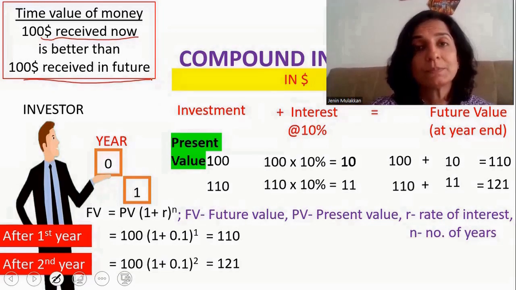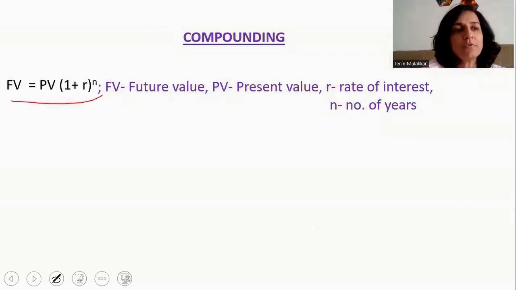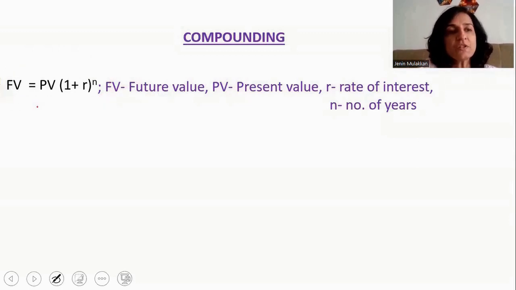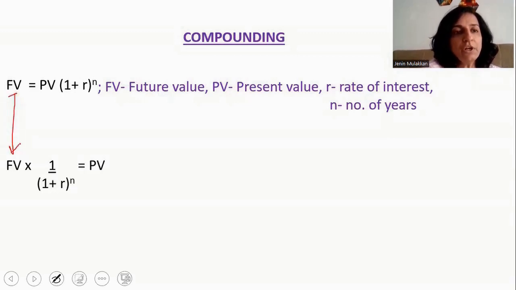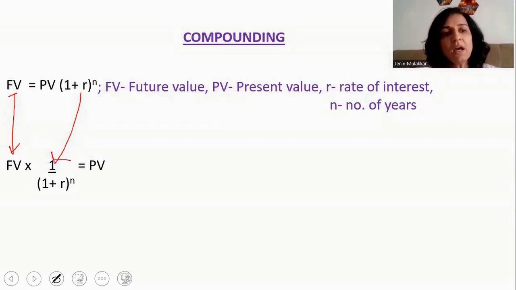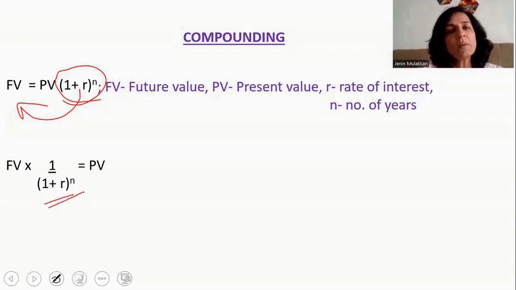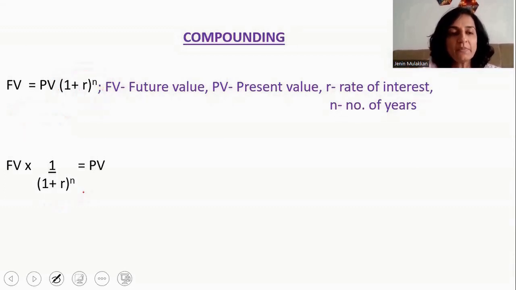Now, from this formula of future value, we can derive the formula of present value as well. So what is present value? Present value is equal to future value into 1 divided by (1 + R)^N. What we have just done is we have taken (1 + R)^N to the left side of the equation. So it becomes 1 divided by (1 + R)^N. So now we've got the formula for present value.